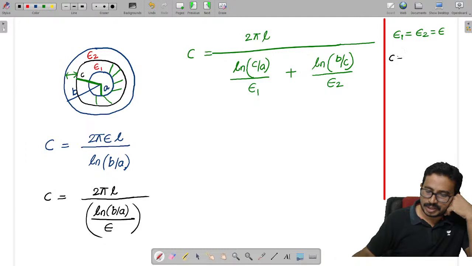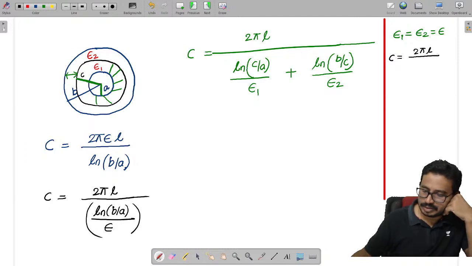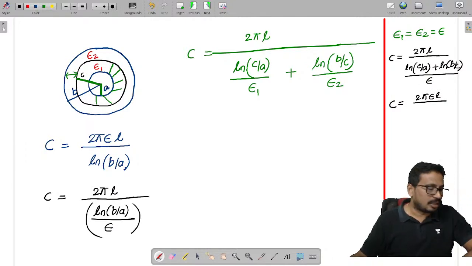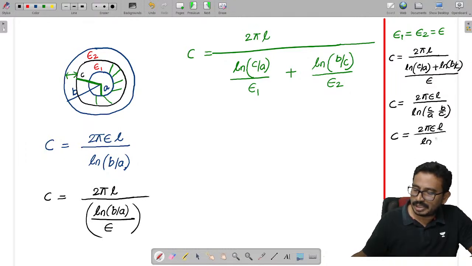So C is given as 2 pi epsilon, epsilon removed, 2 pi L by ln of c by a plus ln of b by c. Now this epsilon is the same in the denominator, so C equals 2 pi epsilon L by log a plus log b, so ln of c by a into b by c. Finally, what comes? 2 pi epsilon L by ln of b by a.